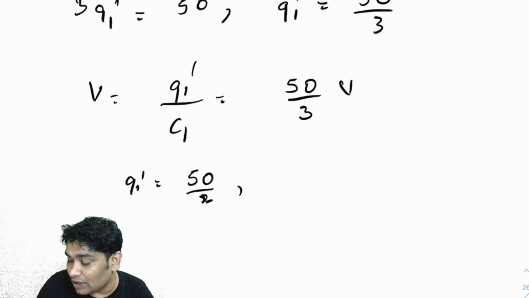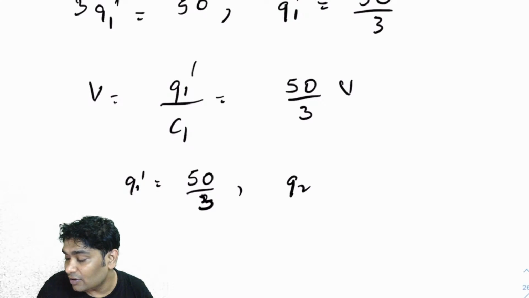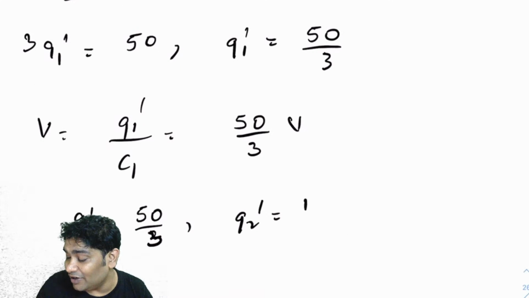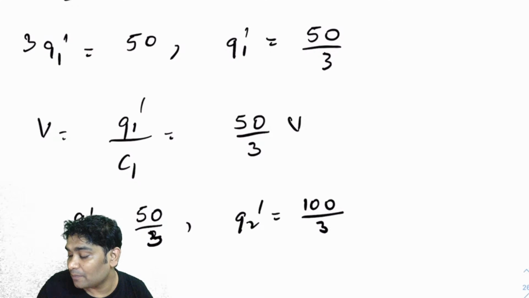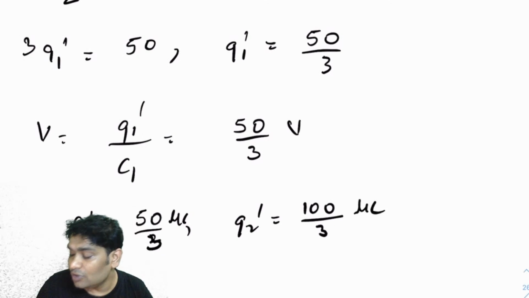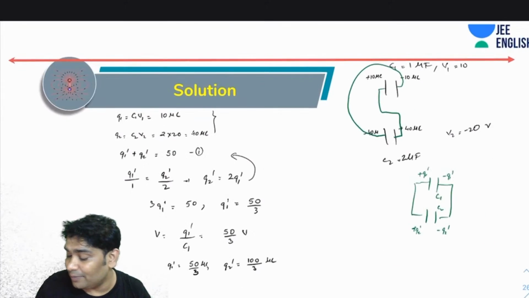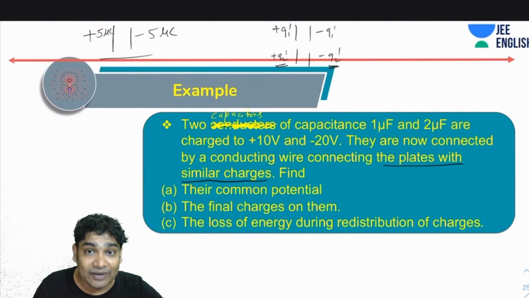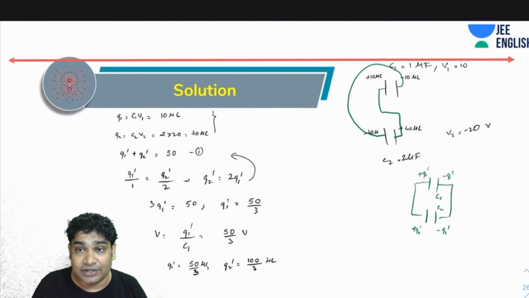How about the Q2 dash? Q2 dash is 2 times this, so 100 over 3 microcoulomb. So the first two answers are sorted. Next, loss of energy, that is very simple. Find the initial energy stored, find the final energy stored.